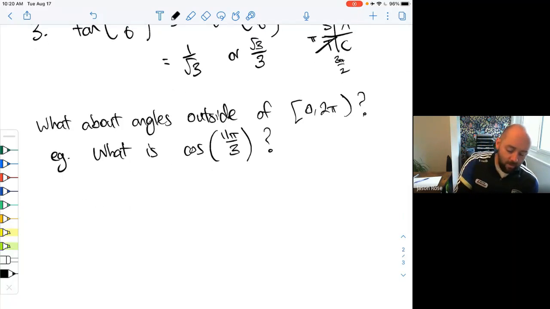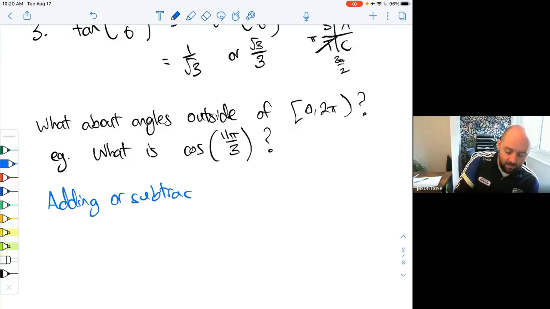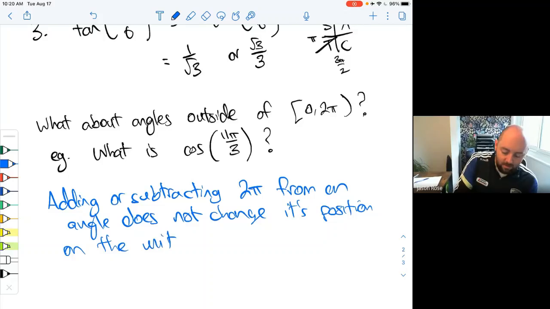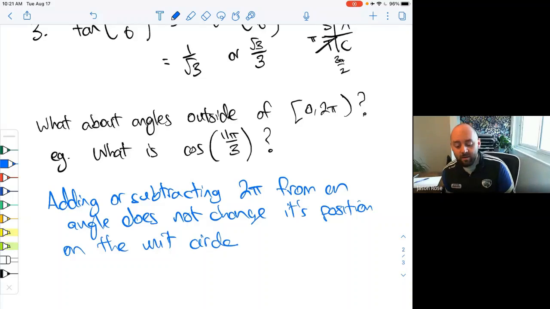Well, one simple fact helps here, and it's that adding or subtracting 2 pi from an angle does not change its position on the unit circle. This is probably a fact that you already kind of had in your head anyway.